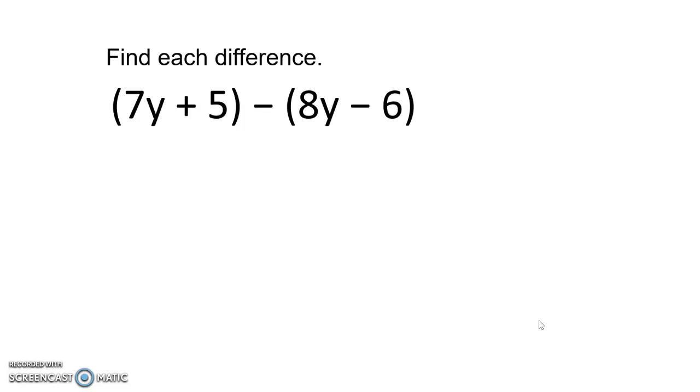The very first thing I do, I like to take this minus sign and distribute it so that 8y becomes a negative 8y. And then the minus 6, if you take that, that becomes a positive 6. So I changed it to the opposite of each one. So negative 8y, positive 6. Now, this is an addition problem. So now I just put the 7y underneath there, and I put the plus 5 over here.